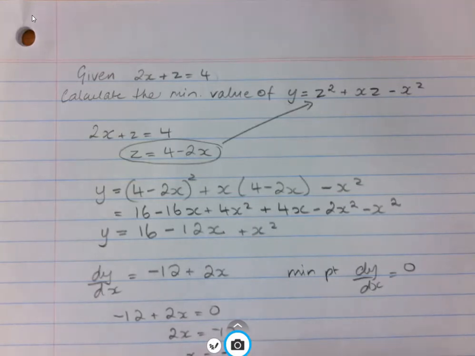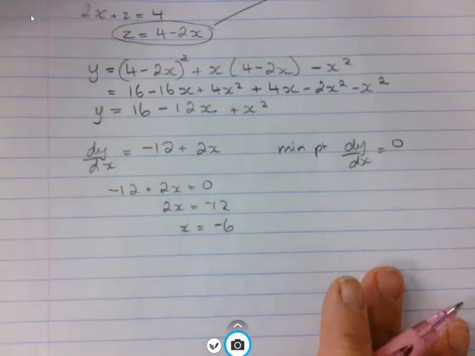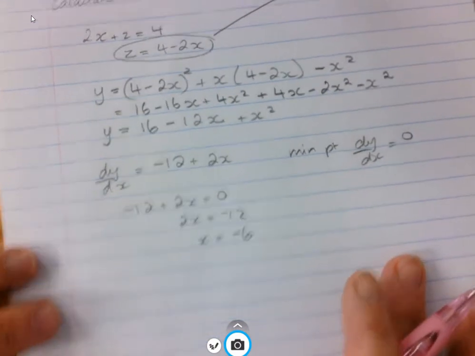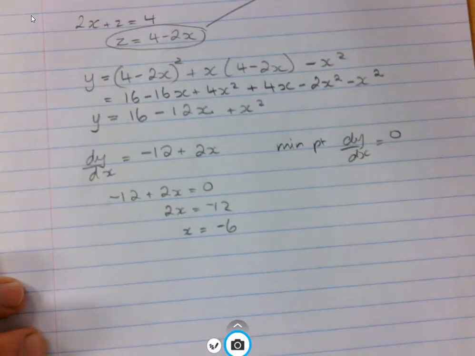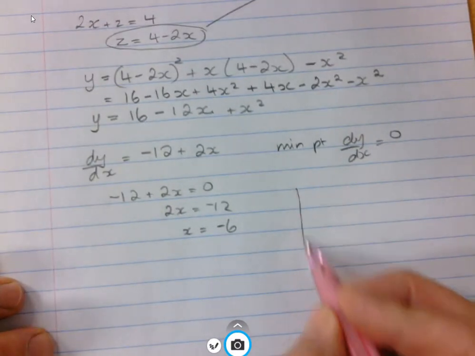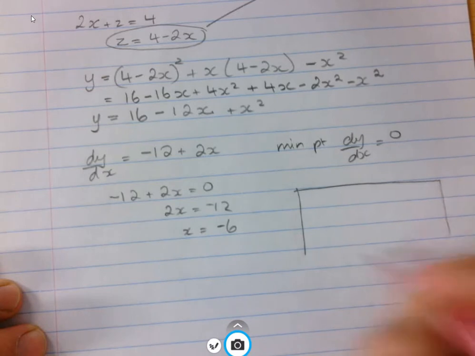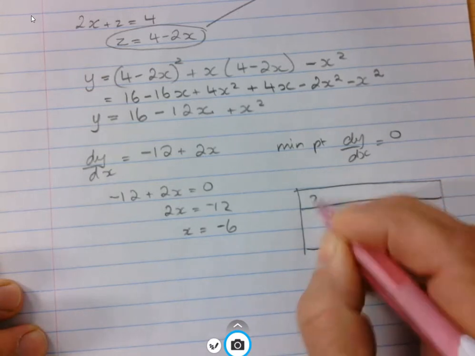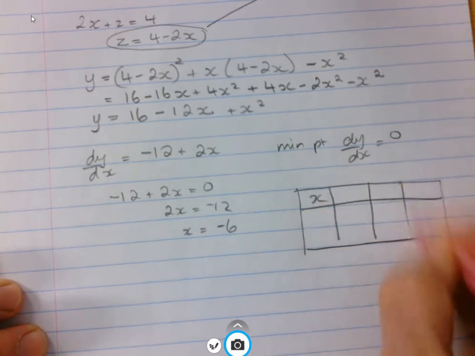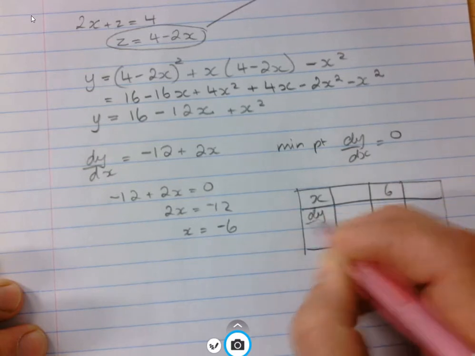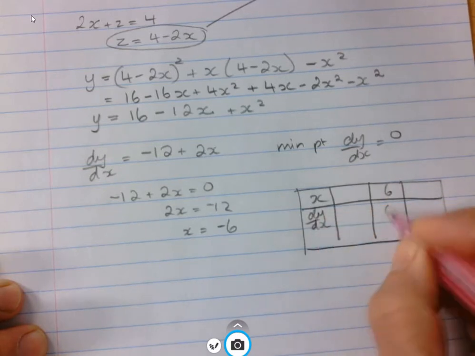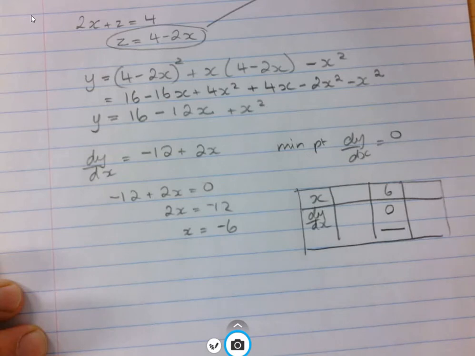So we know we've got a stationary point or a turning point because that's a quadratic. What we need to do now is decide, is it a maximum or a minimum point? So we can look at our derivative function. We know that when x is 6, our dy/dx is going to be 0. So we've got a stationary point there.